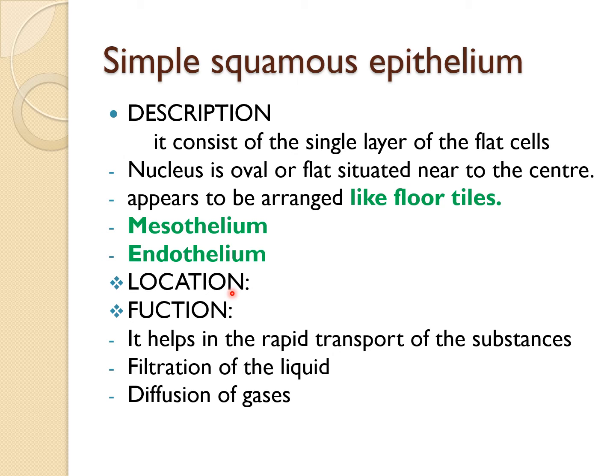Here it is called the mesothelium. Inside the heart it is called the endocardium, and inside the blood vessels and lymphatics it is called the endothelium. So these are the locations of this epithelium. Simple squamous epithelium is also found lining some parts of the renal tubules and some parts of the internal ear. Now the main function of the simple squamous epithelium: it helps in rapid transport of substances, filtration of fluid and diffusion of gas.